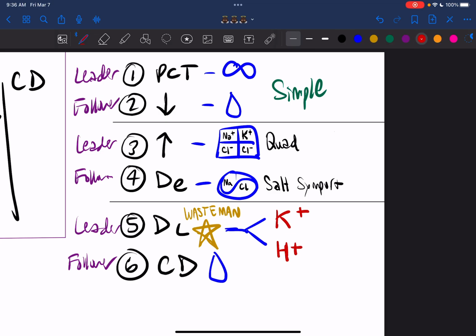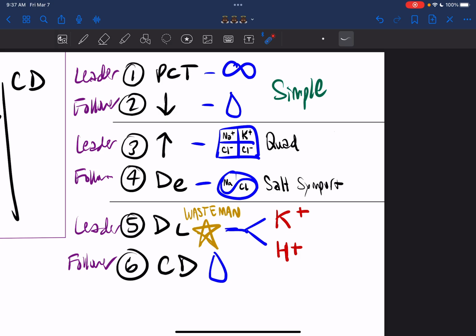Potassium, why is it considered waste? Because if you have too much of it, it's really bad for your heart and it causes arrhythmia. So you never want your blood potassium levels to be too high. Even if they're a little bit too high, it's a very big problem. So this is waste. Why is H plus waste? Because what's the other name for H plus? Acid, right? And your body's all about trying to avoid being too acidic.